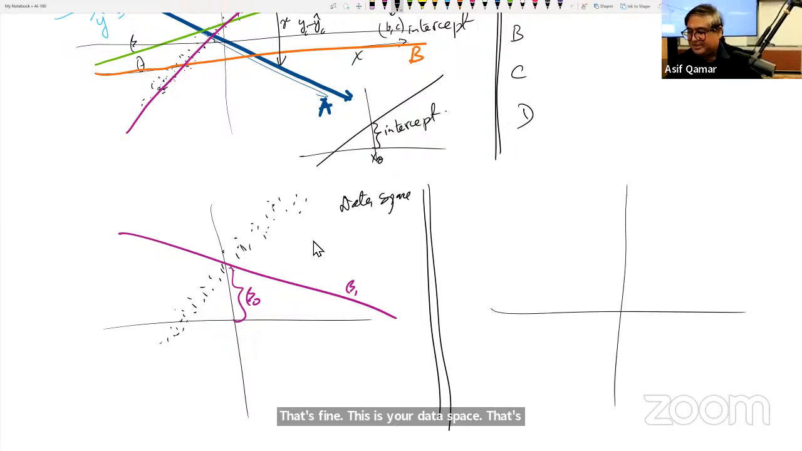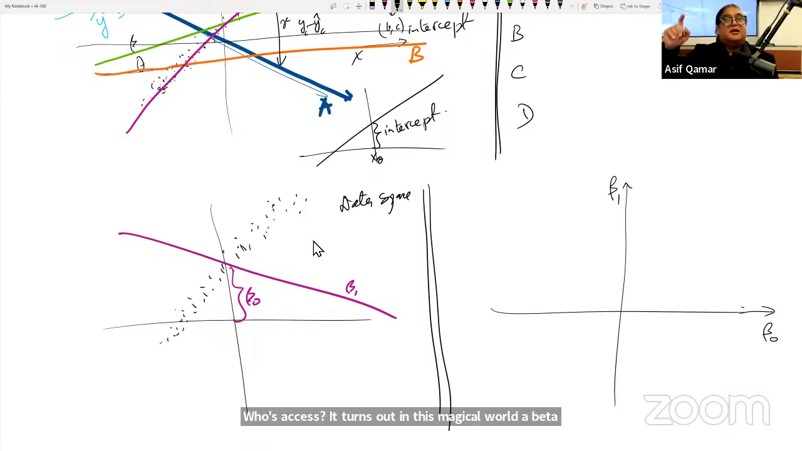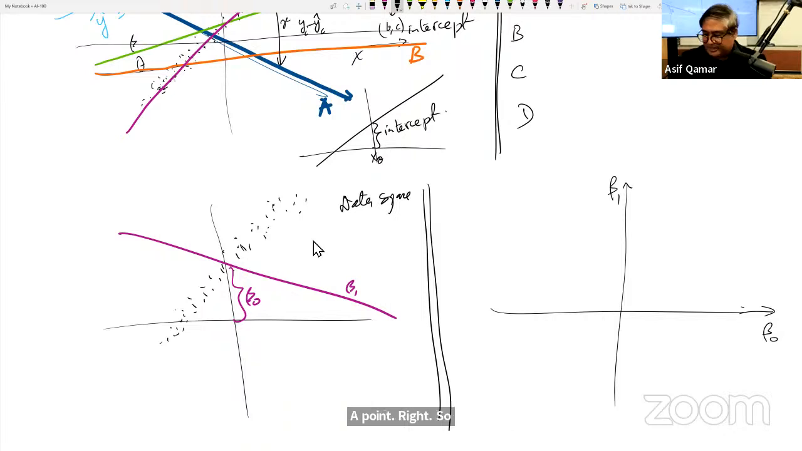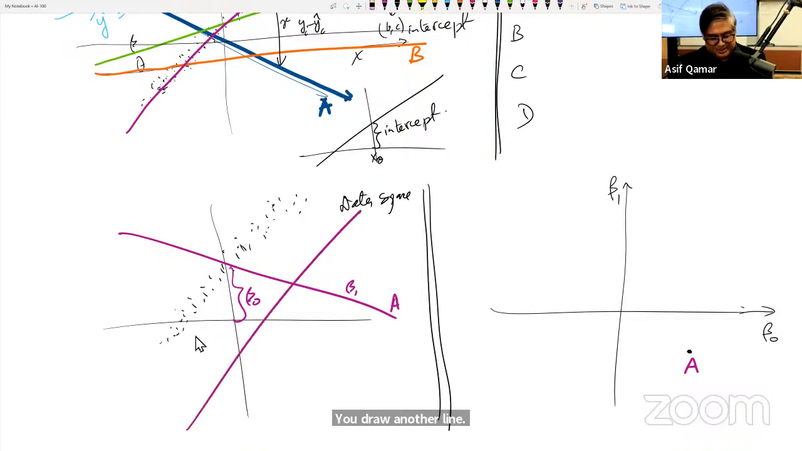Let's go to the hypothesis space, whose axes, it turns out, in this magical world are beta naught and beta 1. So you agree that for every line here, what is it in the hypothesis space? A point, right? So here, beta naught looks positive, beta 1 looks negative. So it is some point here. Let me call this line A. So would you agree that A is this point? Isn't it? A positive intercept, a negative slope, right? You draw another line. Let me take this line. Oh, sorry, let's try a better color.